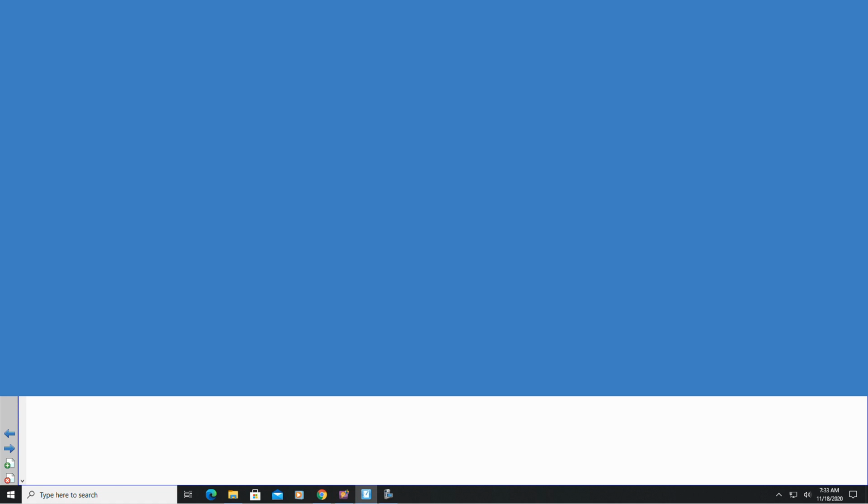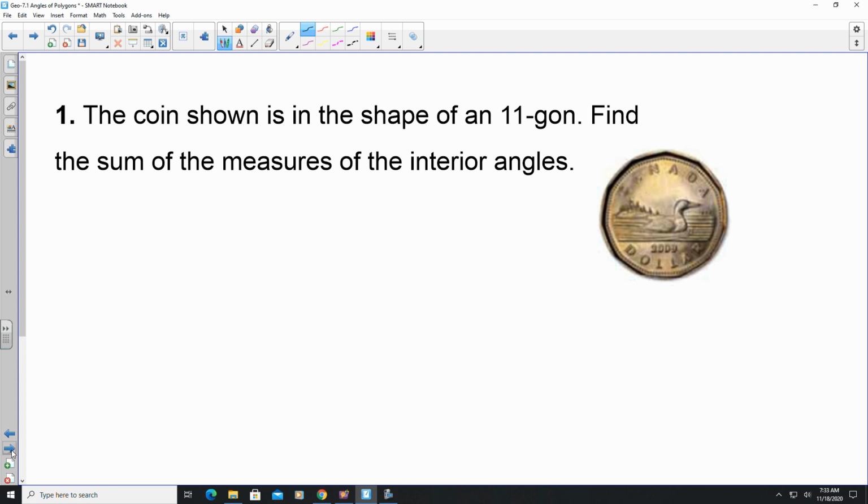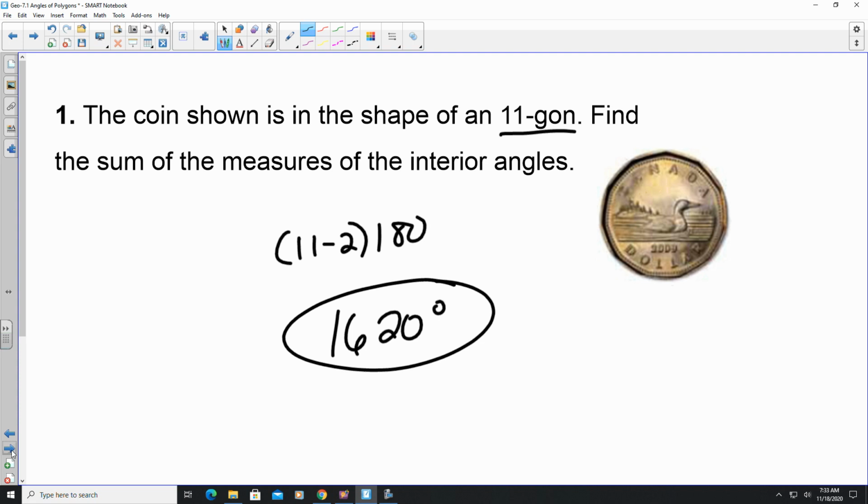All right, so here it says the coin is in the shape of an 11-gon. Find the sum of the measures of the interior angles. An 11-gon means it has 11 sides. So essentially, we're just going to use the formula 11 minus 2 times 180. 11 minus 2 is 9. 9 times 180 is 1,620 degrees.